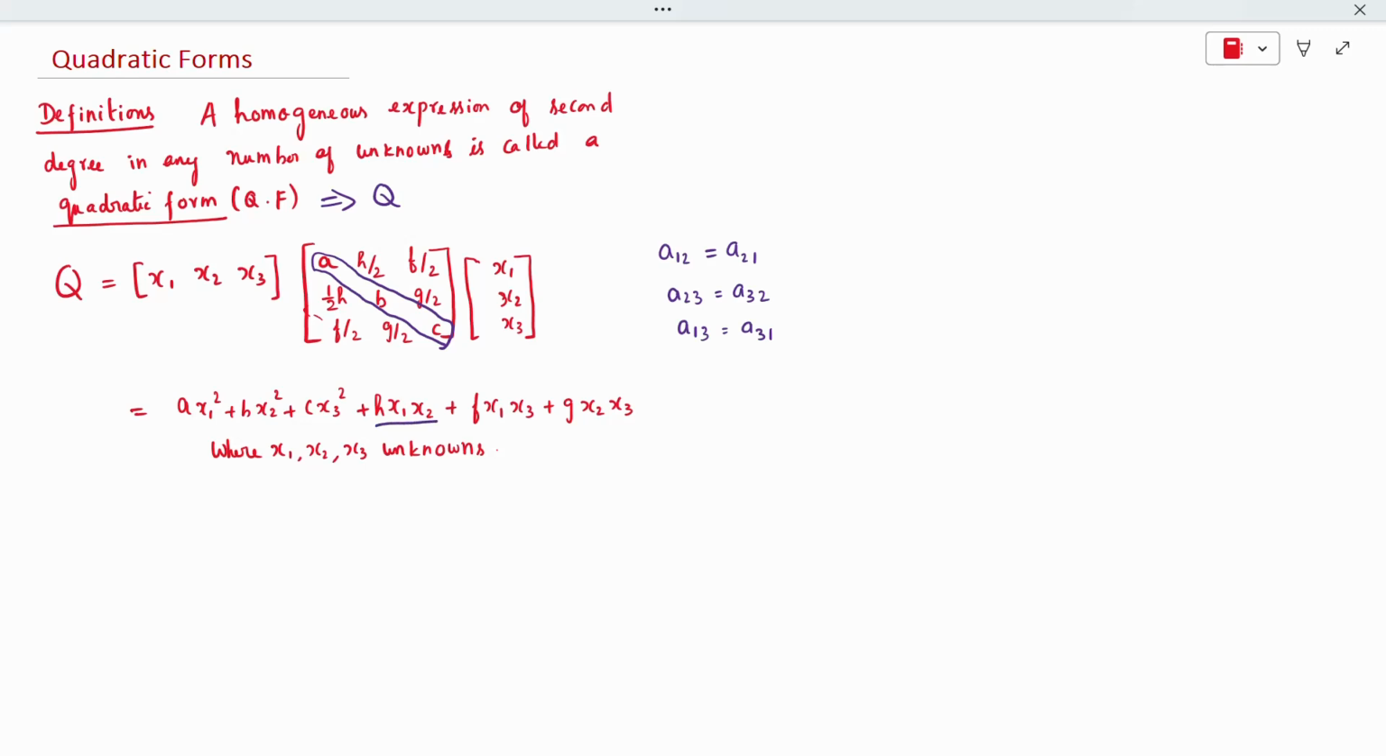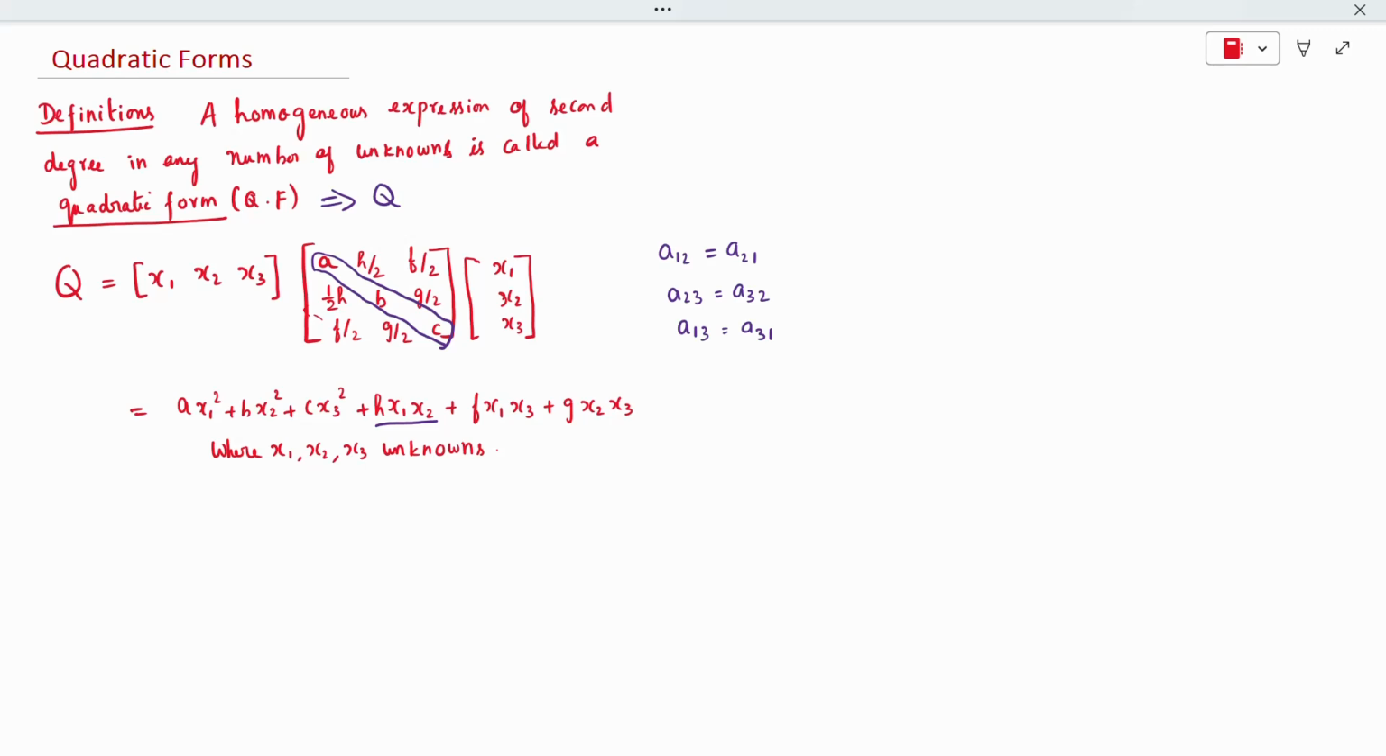If it is H, then x1 x2 means A12 position. x1 and x3 means A13 position. x2 and x3 means A23 position. The same coefficient will be the answer for A32 also. In the same way, whatever the coefficient of A12, that will be the same as A21. A13, the same coefficient, is for A31.